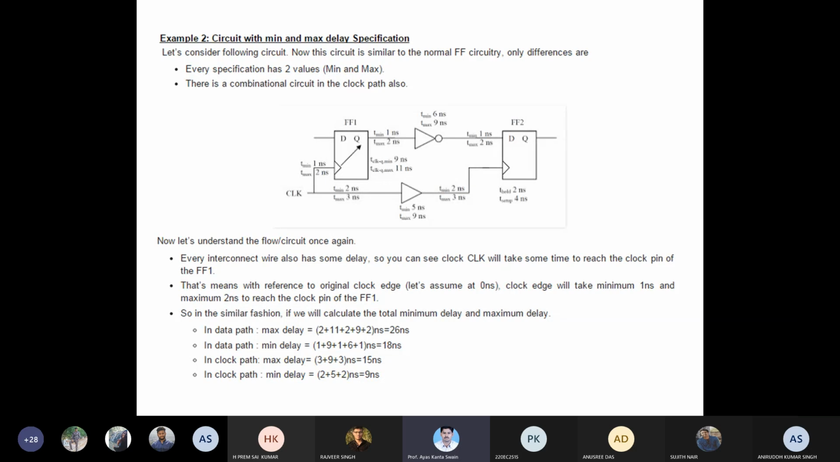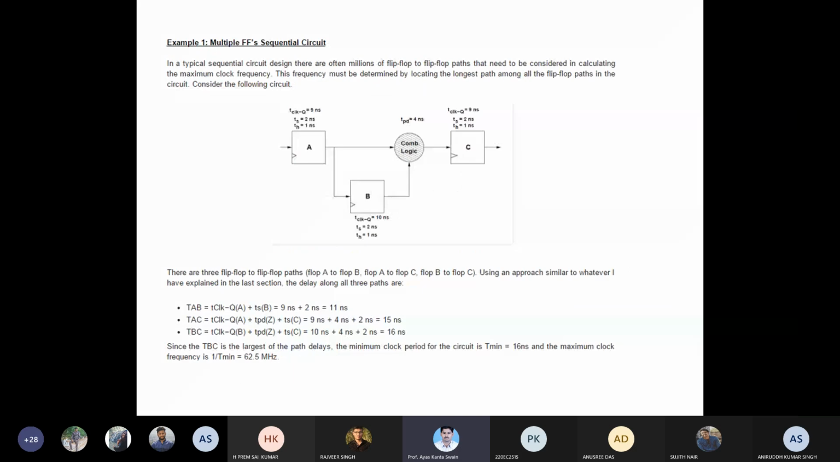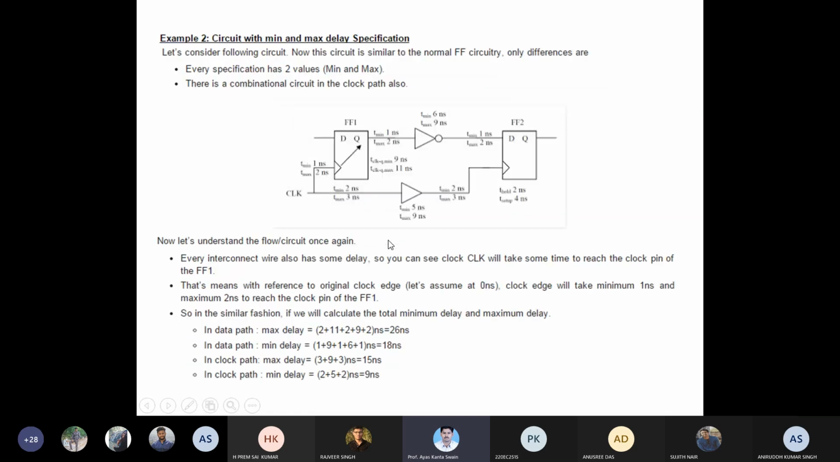Right. So you can see in the data path what is happening here is that we don't have one delay, we have two delays. One is maximum, one is minimum. Where you have one delay, you just take that delay, put in setup, and get the T minimum of that particular timing path. As here there are two delays, you will be confused about which delay to consider.